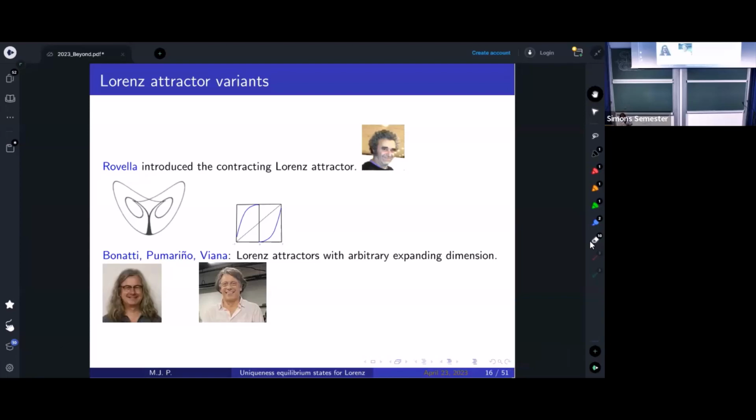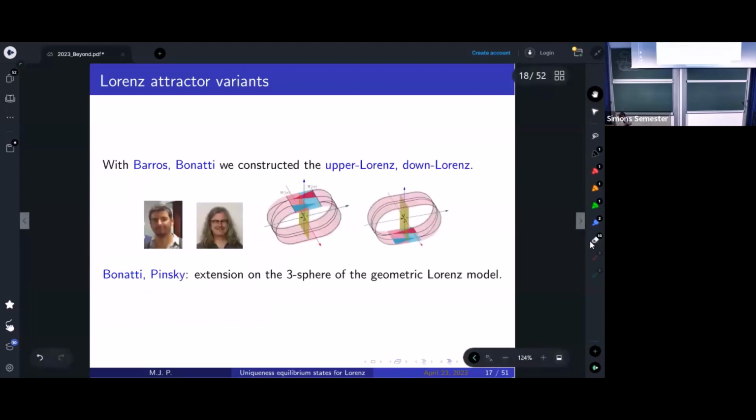The tangent here, when you come to the singularity from the right and from the left, is 0 and not infinite like in the original one. And Bonatti, Marino, and Viana proved that there exist Lorenz attractors with arbitrary expanding dimension. And with Diego Barros and Bonatti, we constructed what we call the upper Lorenz attractor and the down Lorenz attractor, and this means the cross section in this example that we construct is not a rectangle anymore, but a cylinder.